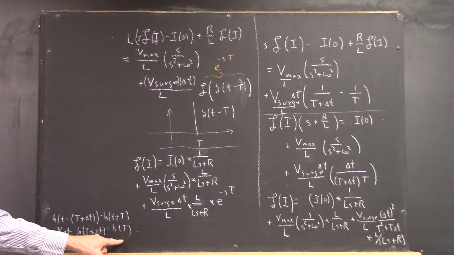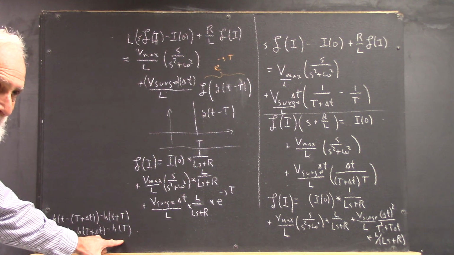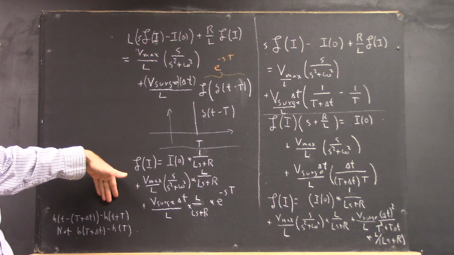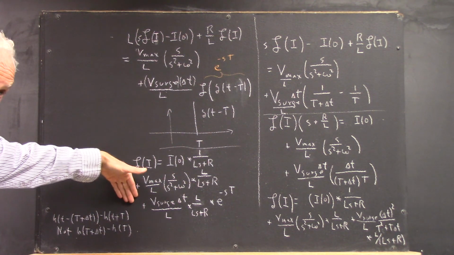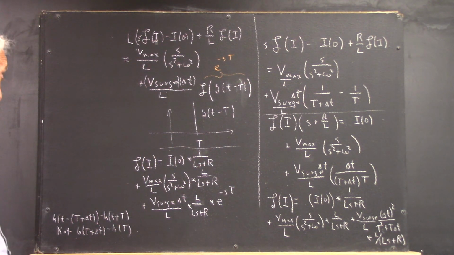Okay, this again makes no sense. You don't have the variable in here. This is the translated h of t function. Translated over to t plus delta t, subtract what you translate over the t minus t, okay?